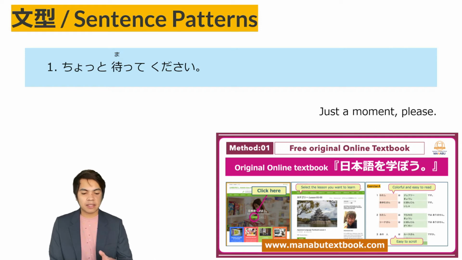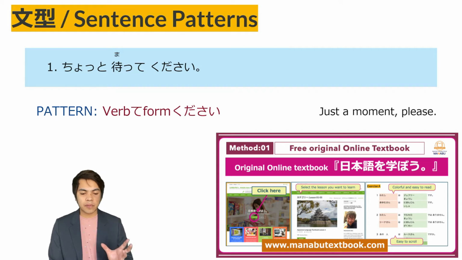So do you remember the te form of machimasu? It ends in chi, machi. So replace chi with small tsu te. It will become matte. Then add kudasai. We can translate the word kudasai as please. So matte, please wait. Matte kudasai.